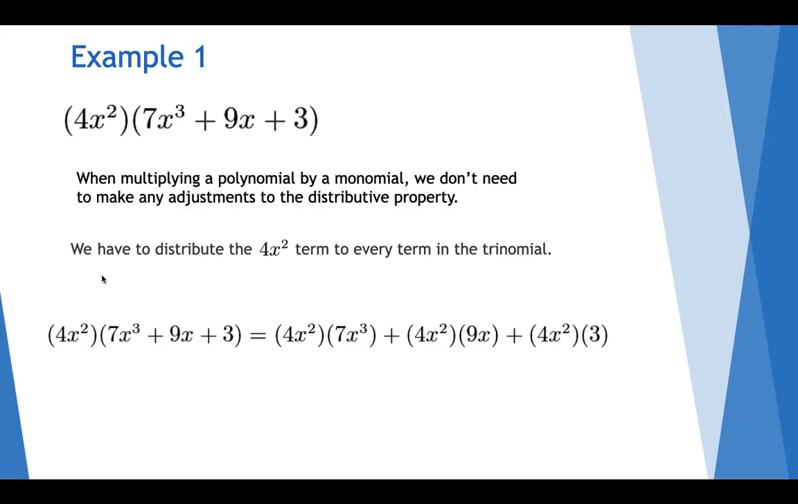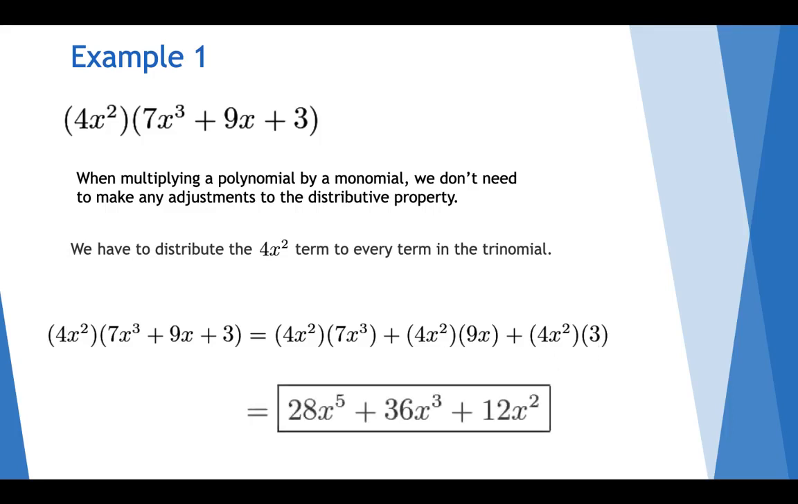So if we distribute this out, it's the same as 4x squared times 7x cubed plus 4x squared times 9x plus 4x squared times 3. If we multiply this, we'll get 28x to the 5th. If we multiply this, we'll get 36x cubed. And if we multiply this, we'll get 12x squared.